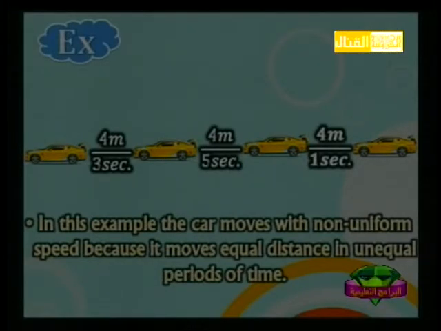So the uniform speed has two factors. For the first, equal distance and equal time, or the opposite, unequal distance for equal time.